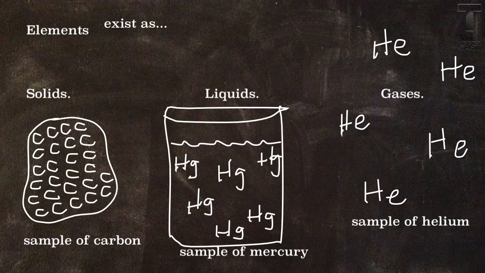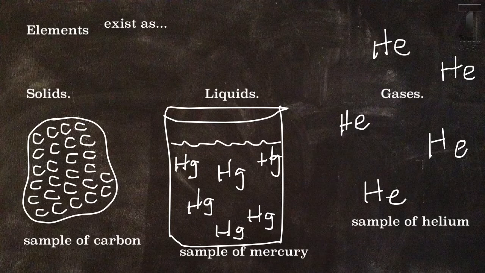And what I've done is each one of the letter C's represents a carbon atom. So in a sample of carbon, every atom that makes up that sample is a carbon atom, and it cannot be any other kind of atom. They all have to be carbon atoms.